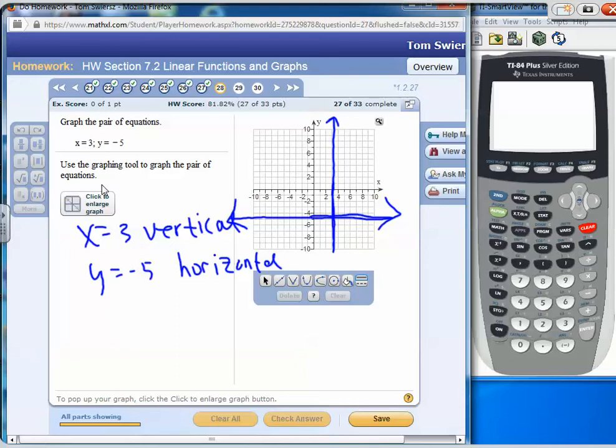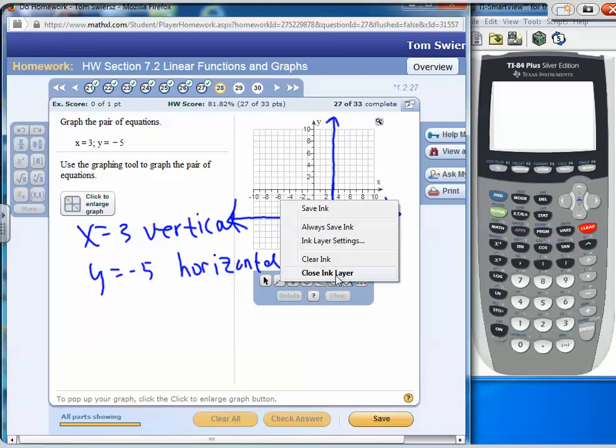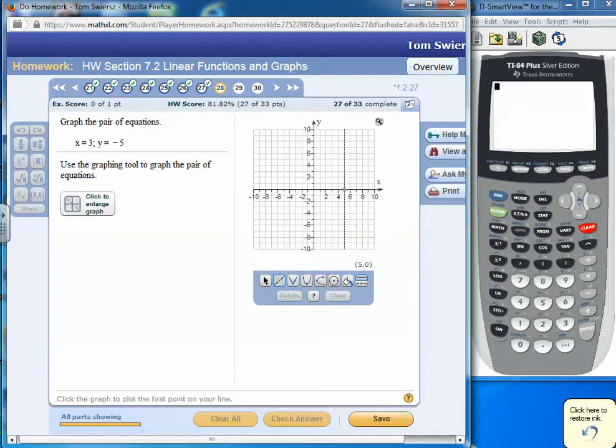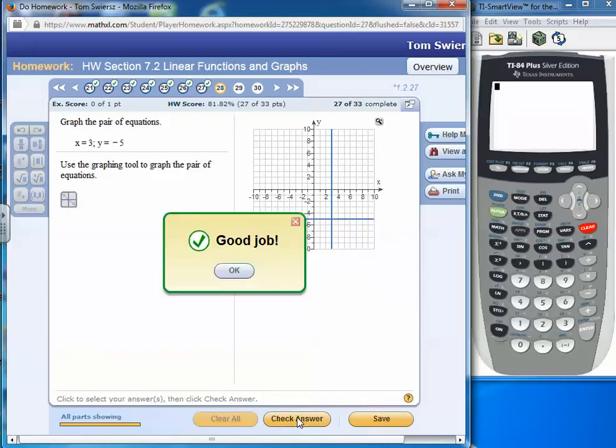X equals something is always a vertical line. Y equals something gives you a horizontal. So x equals 3 will be a vertical line 3 units to the left. As long as x is 3, y can be anything you want. So y can be 3, -6 or whatever. And then the y equals -5. Again, as long as y is -5, we can pick any 2 points. And there's our 2 graphs, our 2 lines, and there is our correct answer.